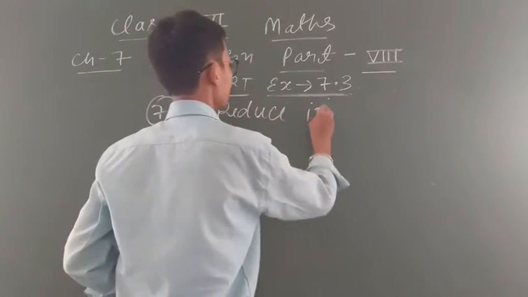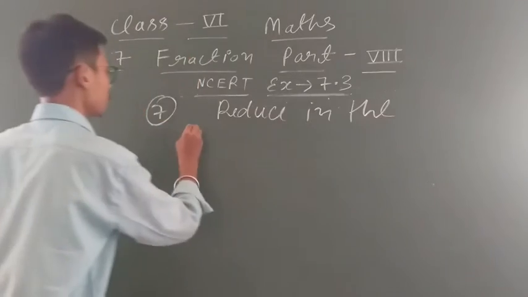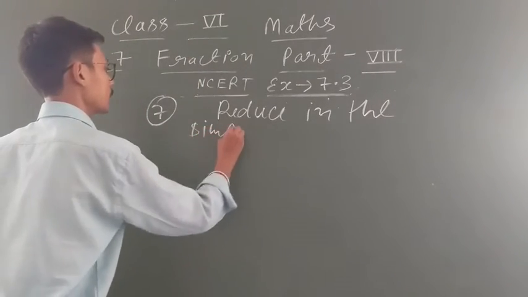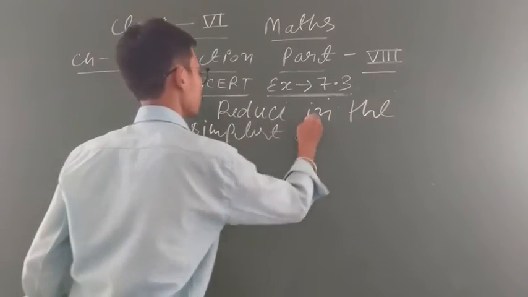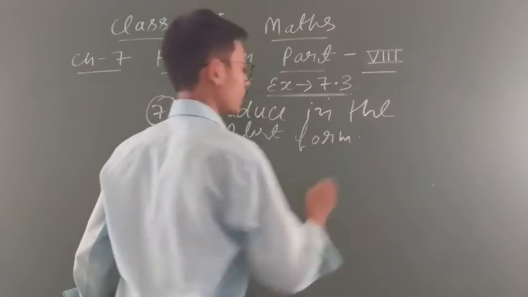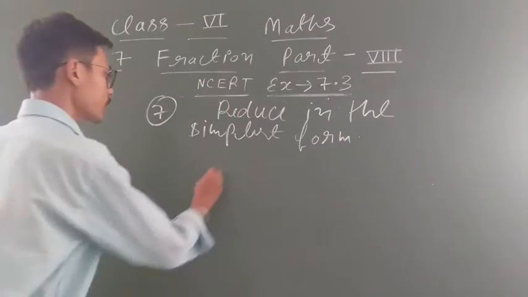Reduce in the simplest form. Okay student, you have to reduce to the simplest form. So 48 upon 60 is given.